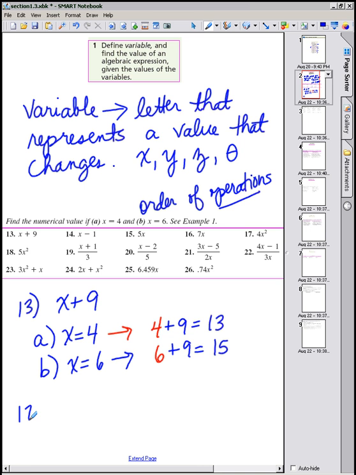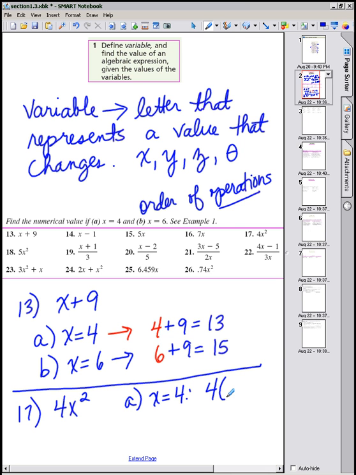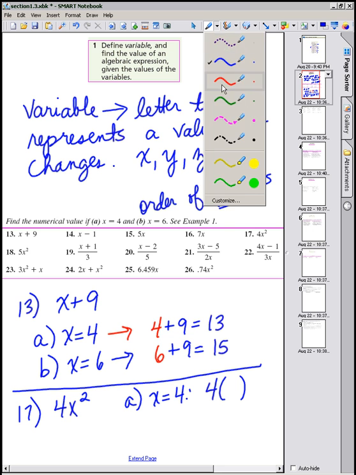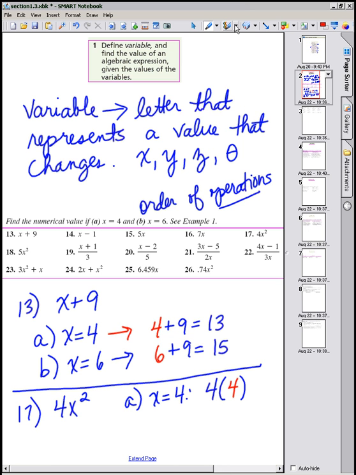Let's go to the next one, which is to find the value of 4x squared when x is 4 and then when x is 6. So when x is 4, we're going to do this. 4 in parentheses, we're going to replace the x with the value 4. But everything else stays the same. Now what would the order of operations say? This is really 4 times x squared. If you remember, exponents take priority over multiplication. So I would need to find, first of all, 4 squared. 4 squared is 16, times 4 is 64.